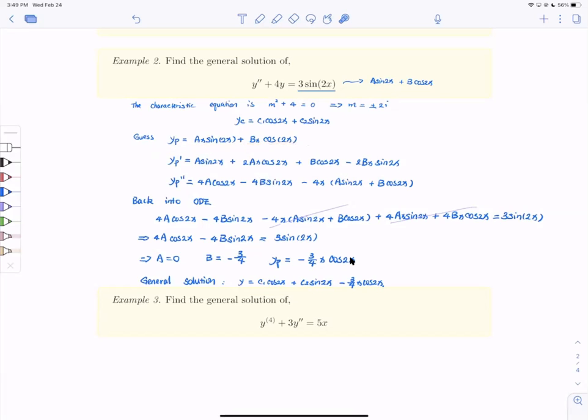Since you need y prime prime here, you need to take the second derivative of this. After you take the second derivative, you'll get this. Now you plug it back into your ODE and make both sides equal. You'll get 2a cosine 2x minus 4b sine 2x, which equals 3 sine 2x. Now you can solve for your a and b. So you get a equals 0, b equals negative 3 over 4, and your particular solution is this. And you just need to add the complementary solution and particular solution together. Okay? Any question for this?